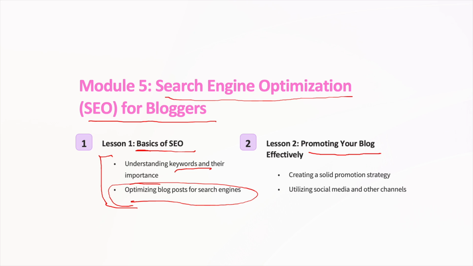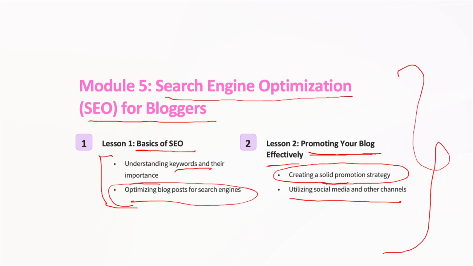In chapter number 2, we will see how we can promote our blog more effectively. In that chapter, we will see creating a solid promotional strategy, and in the second point, we will see how we can utilize social media to promote our blog. We can see how we can bring audience from various social media platforms to our blog. So that will be discussed in the second point. So this is all about module number 5. All these points will be discussed in module number 5.